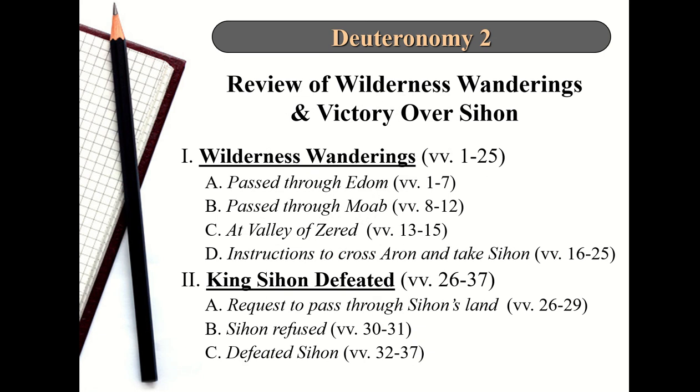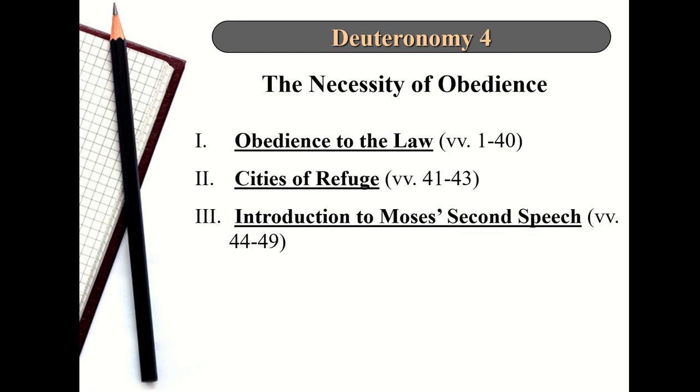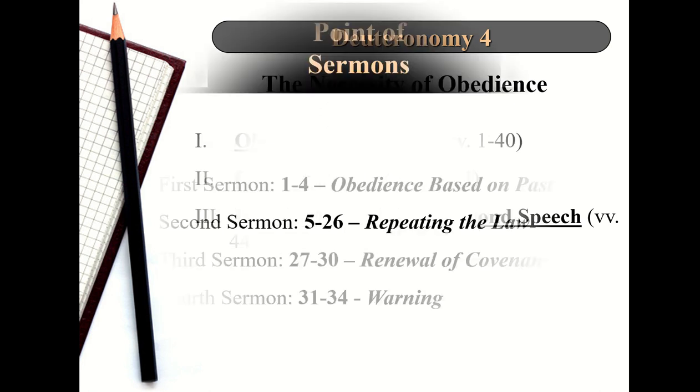Chapter 2 deals with the wilderness wanderings continuing on and the victory over Sihon. And then chapter 3 deals with their victory over Og. These were two major kings on the east side of Jordan. Talks about the division of the land and reminded them Moses couldn't enter the land because he disobeyed. So chapter 4 now comes to the heart of what the sermon is about, based upon their history of rebellion and the history of God's blessing them and the history of God's goodness. They need to be obedient to the law. It talks about the cities of refuge, but that's the point of the book of Deuteronomy as well as the first sermon, obedience to the law.